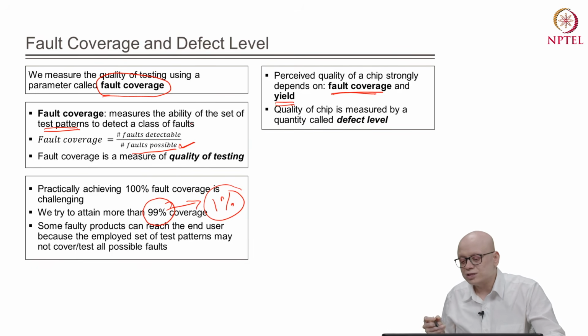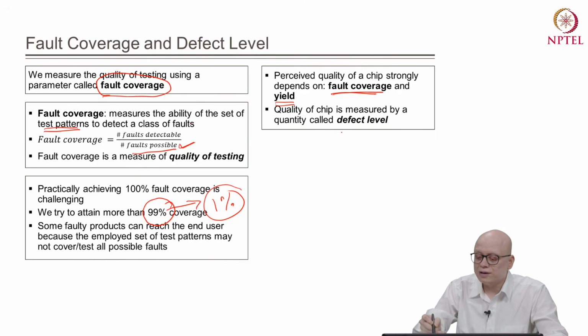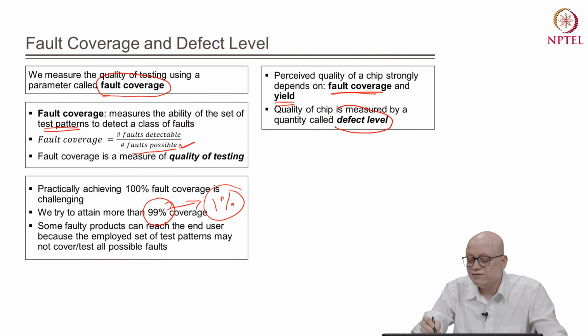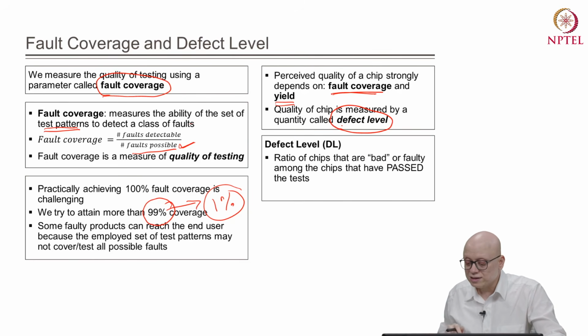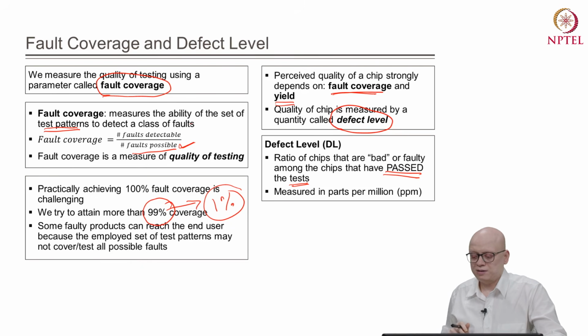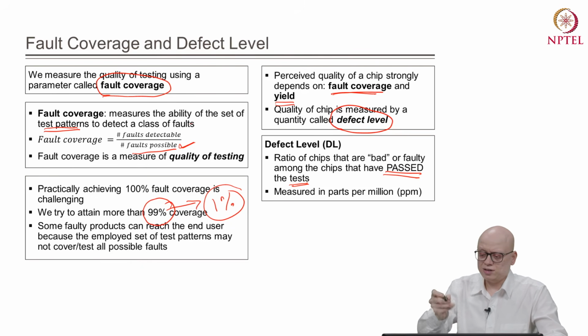So, quality of a chip is measured by a quantity which is known as defect level. So, what is a defect level? It is the ratio of chips that are bad or faulty among the chips that have passed the test. Typically it is measured in parts per million. So, let me give you an illustration.